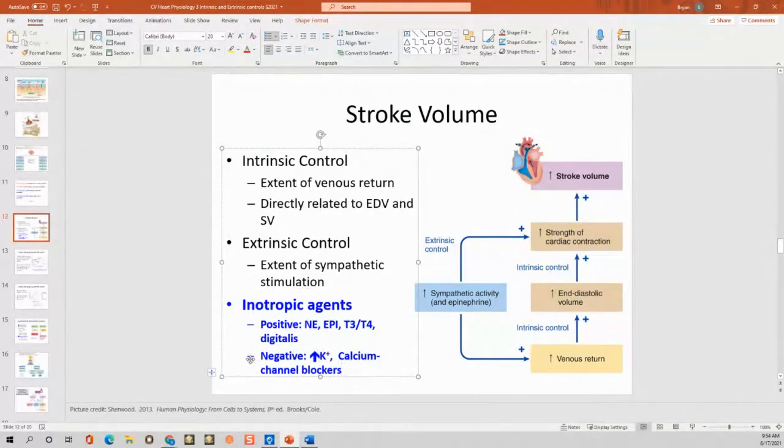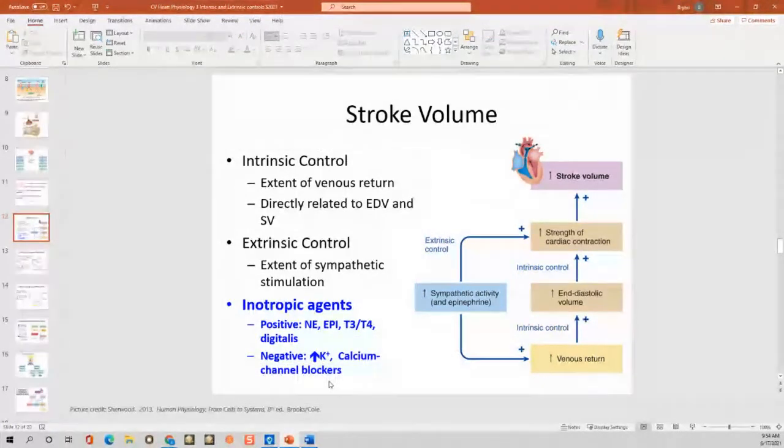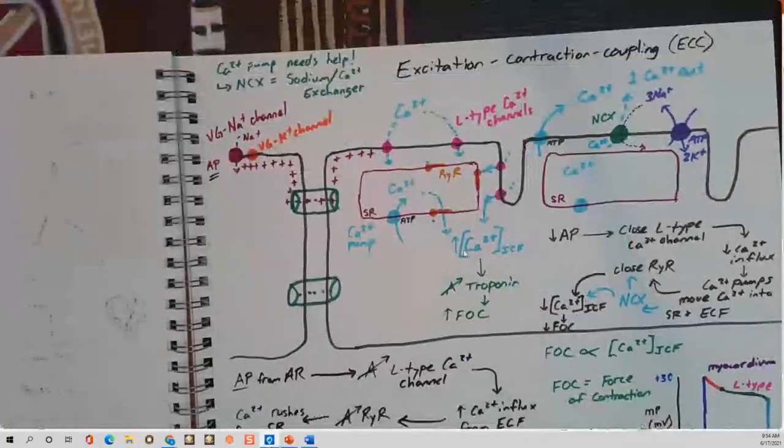Calcium channel blockers. If we block L-type calcium channels, does that sound like a good plan? Not normally. But what if a patient needed to have their stroke volume come down for whatever reason? Then blocking those L-type calcium channels is not a bad idea.